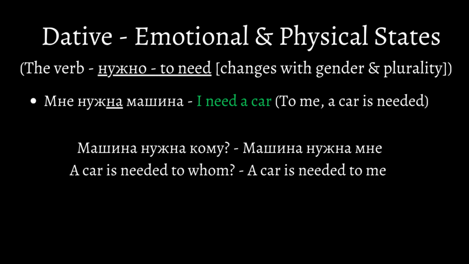Here is an example in the feminine. Мне нужна машина. I need a car. Нужно changes to нужна to fit the feminine noun машина. It doesn't really mean I need a car as much as to me a car is needed. Машина нужна кому? Машина нужна мне. A car is needed to whom? A car is needed to me.